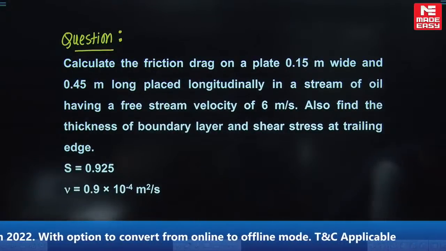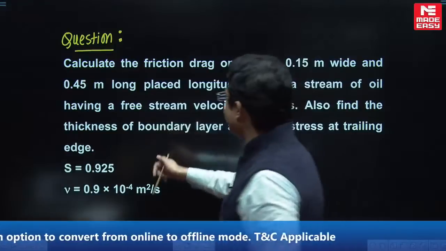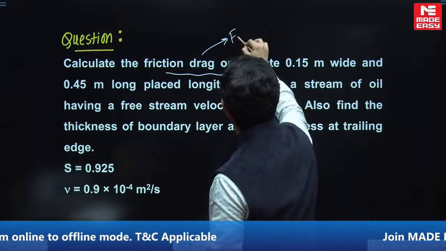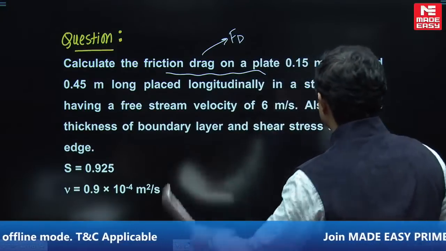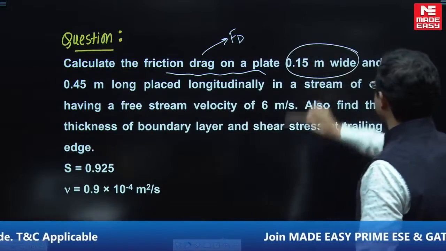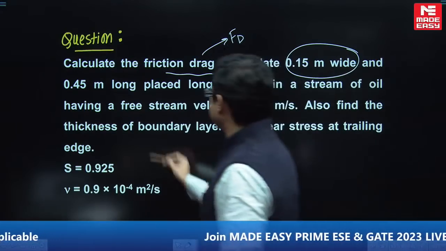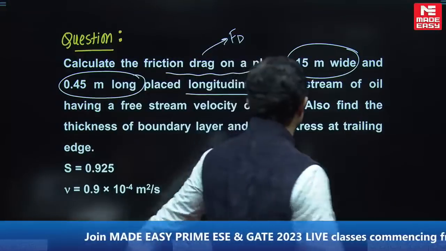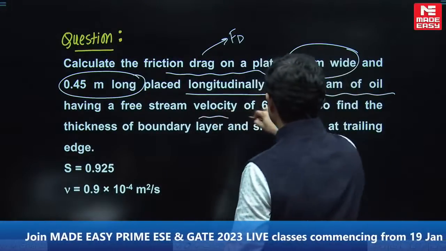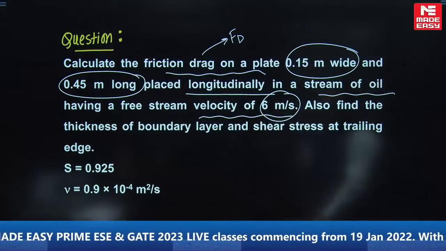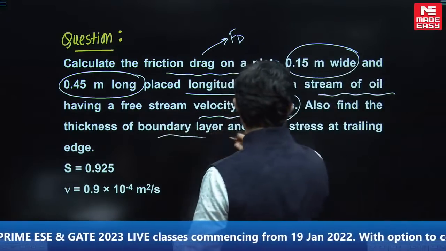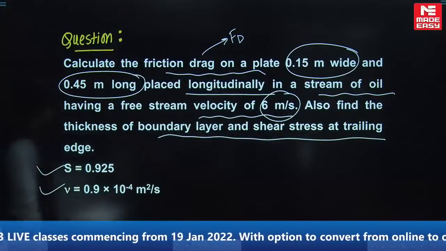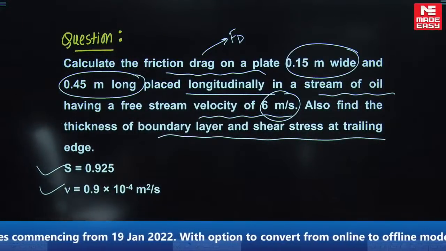Look, this is a boundary layer question. Calculate the friction drag, that is, you have to find the drag force over the plate, which is 0.15 meter wide and some meters long, placed longitudinally, lengthwise, in a stream of oil having a free stream velocity of 6 meter per second. Also find the boundary layer thickness and shear stress at the trailing edge of the plate, where the specific gravity of the fluid and the kinematic viscosity are given in the problem.